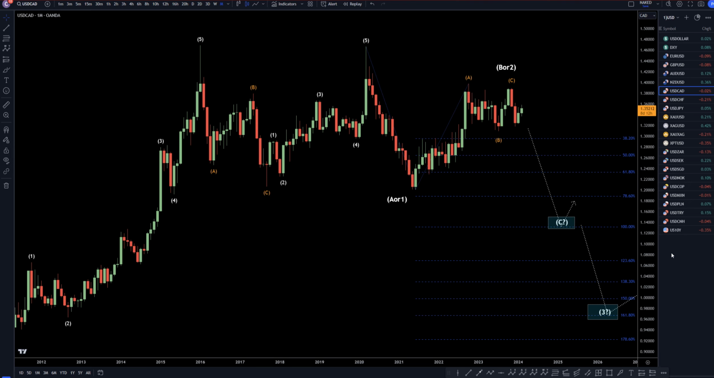Today is Wednesday, February 21st, and I'm going to be analyzing the US dollar Canadian, starting on the monthly, working my way down to the 1 hour time frame for the full top-down analysis.